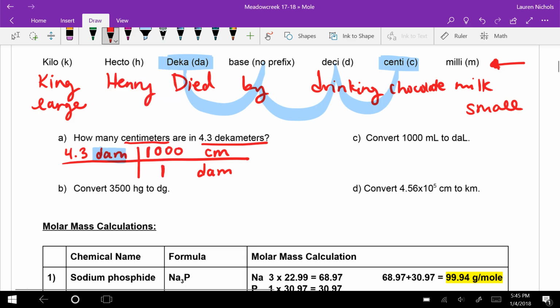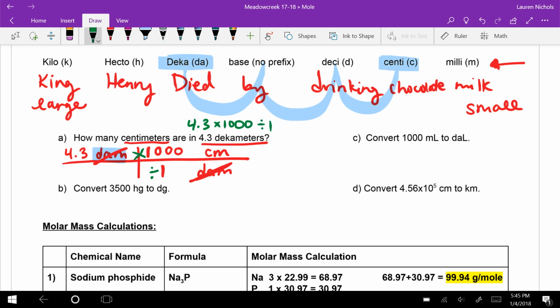And so now we have what we're looking for. Now when we do the math for this, decameters is going to cancel out with decameters. That's why we have 1 on top and 1 on the bottom, and you multiply the numbers that are on the top and you divide by what's on the bottom. So in your calculator, this would look like 4.3 times 1,000 divided by 1.